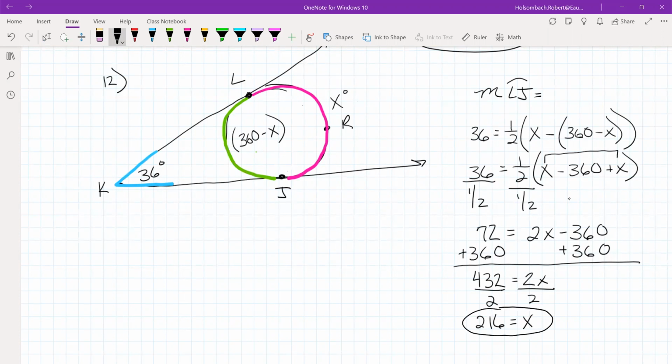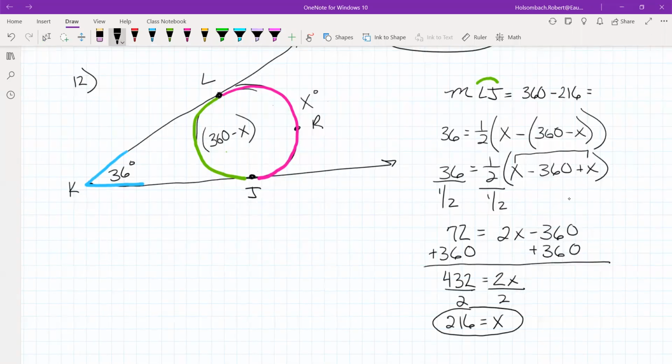But we're not done, because they asked for arc LJ. That was the small arc. And the small arc was equal to 360 minus x, and our x is 216. So 360 minus 216 is 144. So there's your measure of arc LJ. And that completes our study guide for quiz 15.